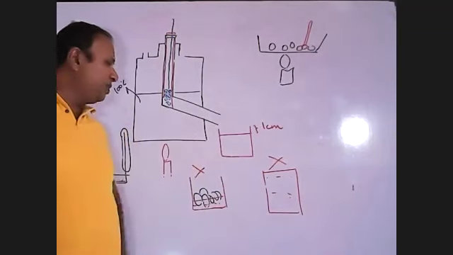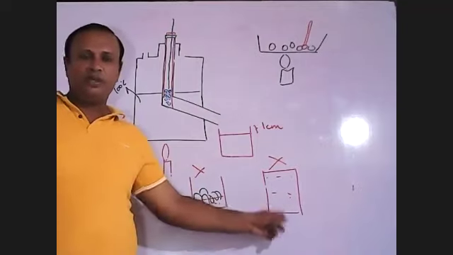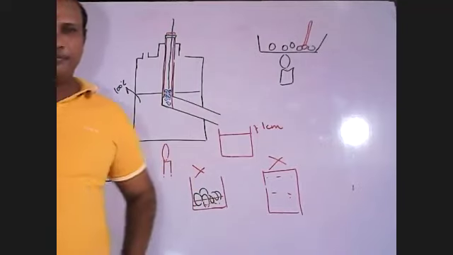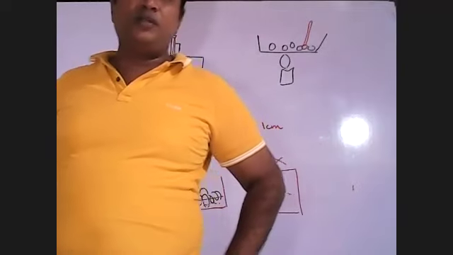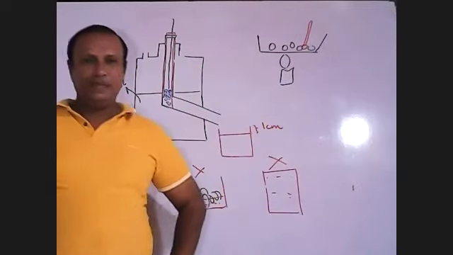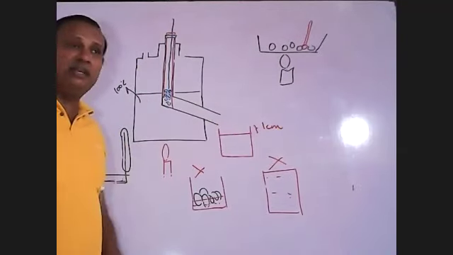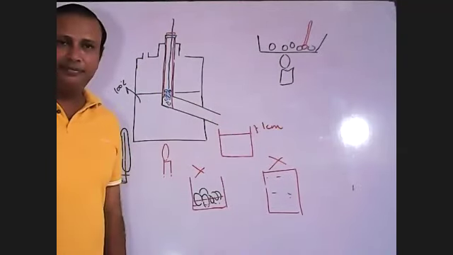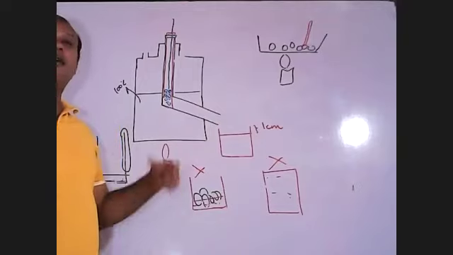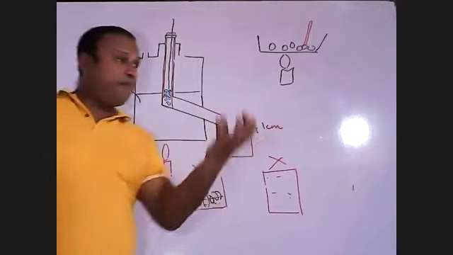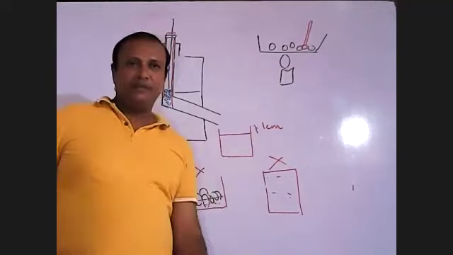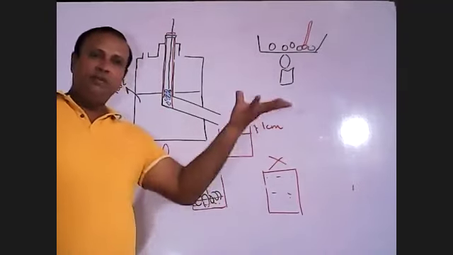So why can't we use this kind of arrangement? Yes, water can spill out. If I put metal balls here, definitely water will be spilled out. If water is spilled out, that means the mass of water will be changed.